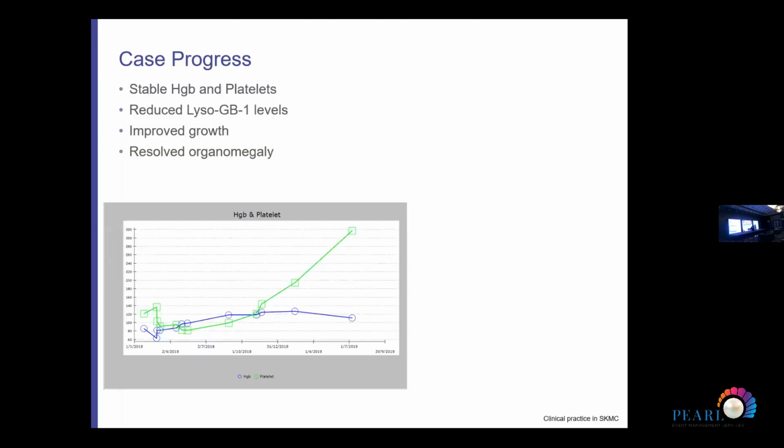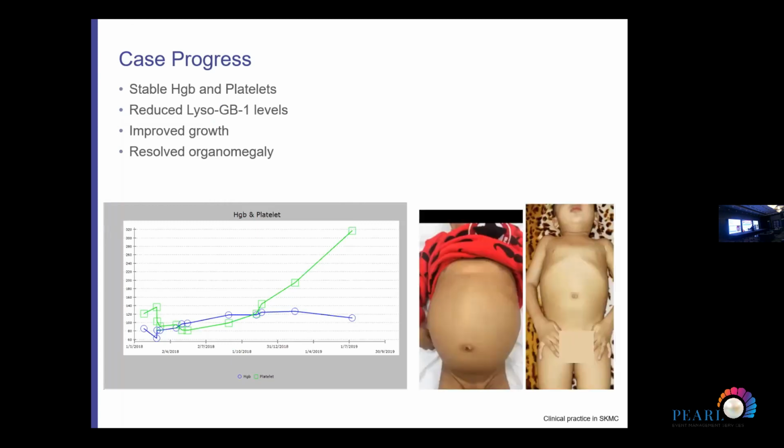So he has stable hemoglobin and platelets. He has a significant reduction in his biomarker, which is a good tool to assess the response to therapy, improved growth, and resolved organomegaly. And as you can see here in the picture, before and 1 year after treatment, the abdominal distension and the organomegaly completely resolved.